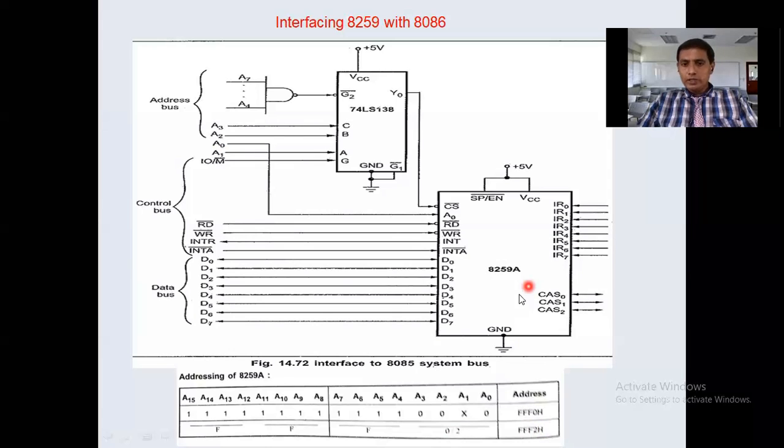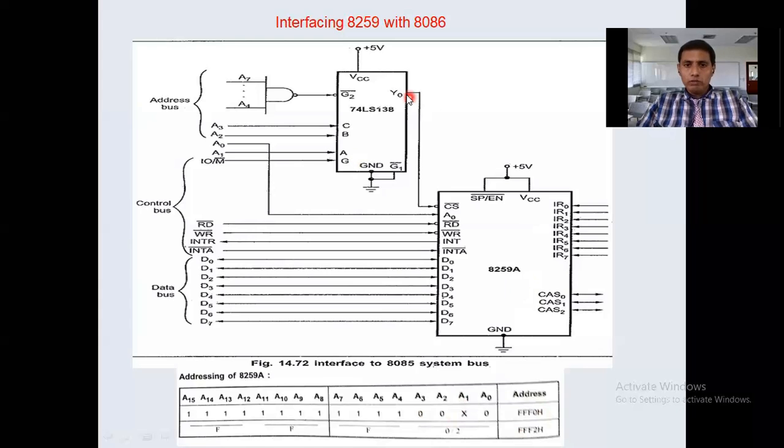For example, instead of one master, if 3 masters are there, then A1, A2, A3, we can write 3 combinations: 0 0 0, 0 0 1, 0 1 0, 0 1 1, like that. Because of 3 inputs, we can find out addresses for 8 devices easily. Now in this case, the address is 3F0H or 3F2H, depending on the value of A1. Consider the first one, 3F0H is the address. This is the way the decoder will give you the address.